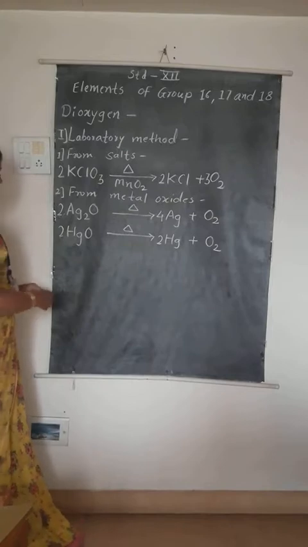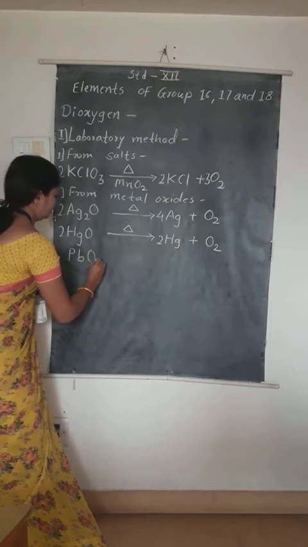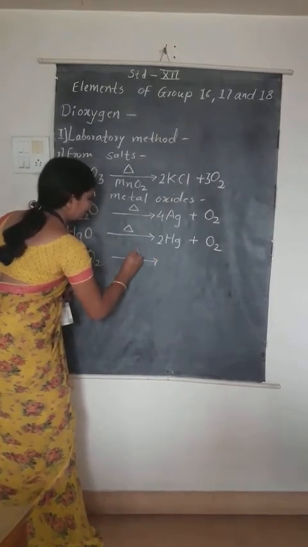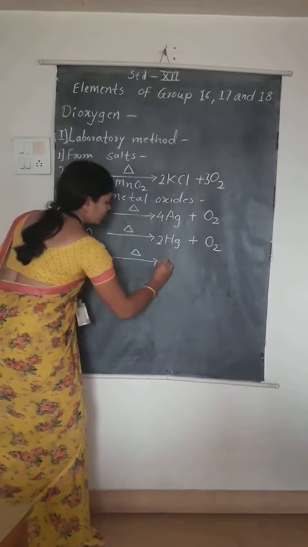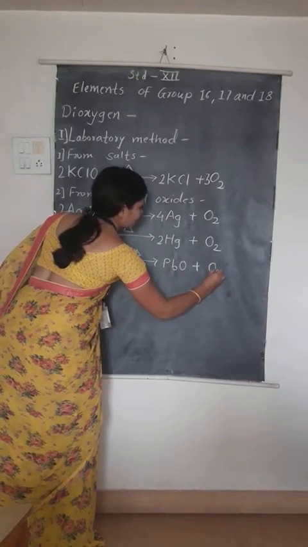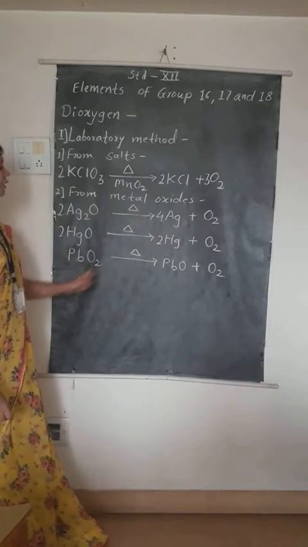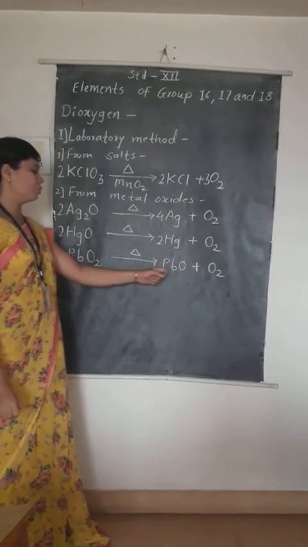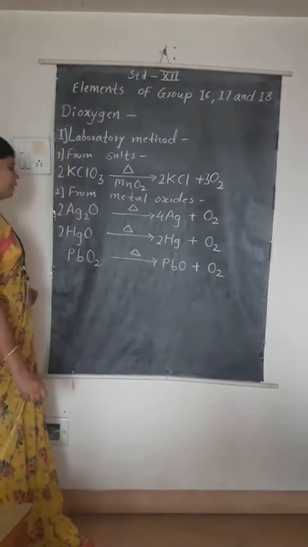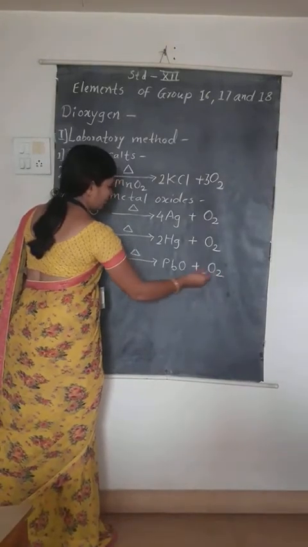Then next, lead dioxide, when it is heated at high temperature, gives the formation of lead monoxide and along with this there is formation of O2.